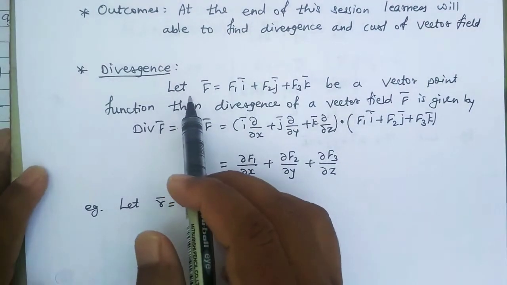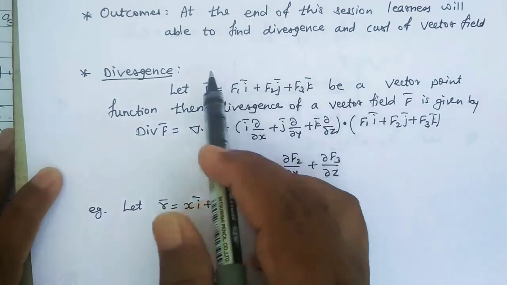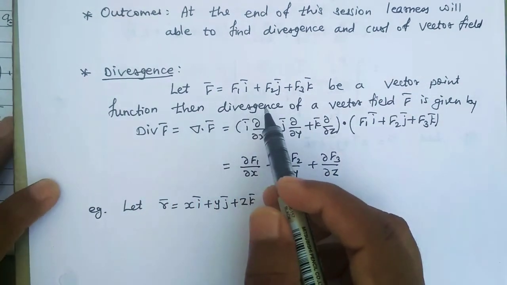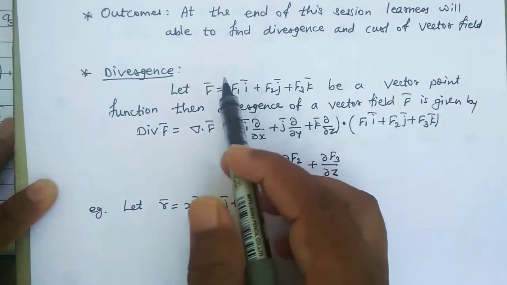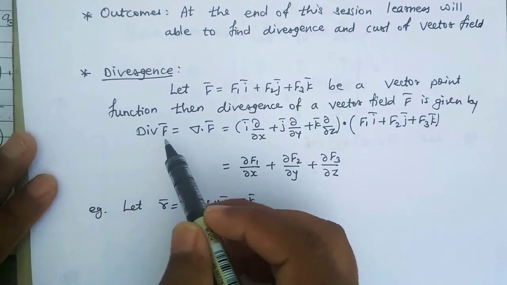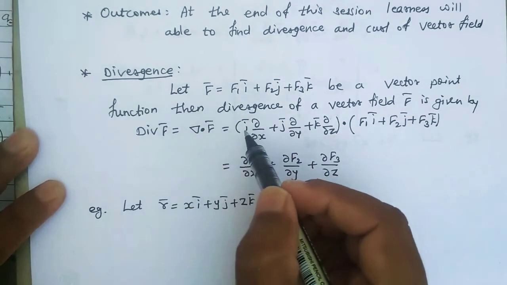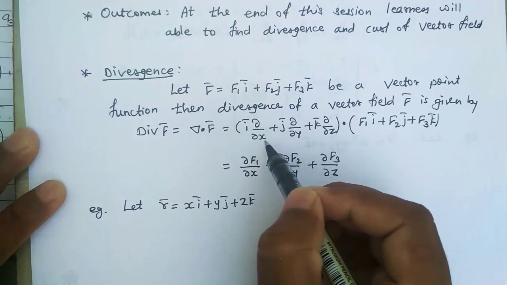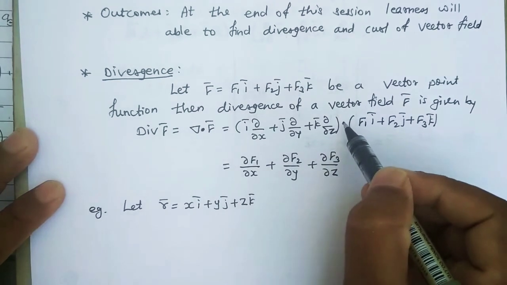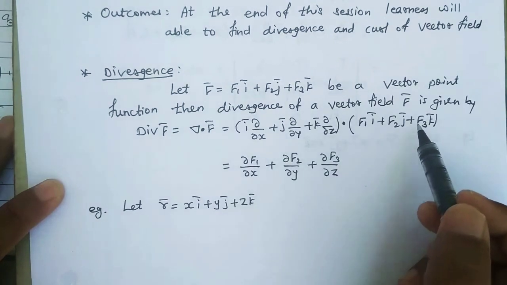So let f bar is equal to f1 i bar plus f2 j bar plus f3 k bar. It is a vector quantity, a vector point function. Then the divergence of a vector field f bar, this f bar is called the vector field, is given by divergence of f bar is equal to del dot f bar. We know that the value of del is i bar into del by del x plus j bar into del by del y plus k bar into del by del z.